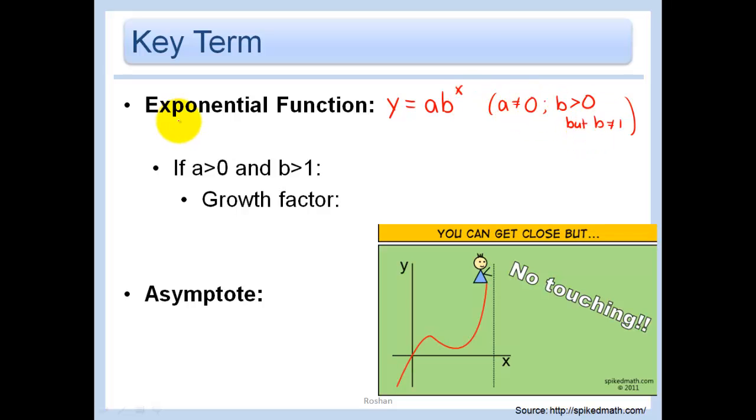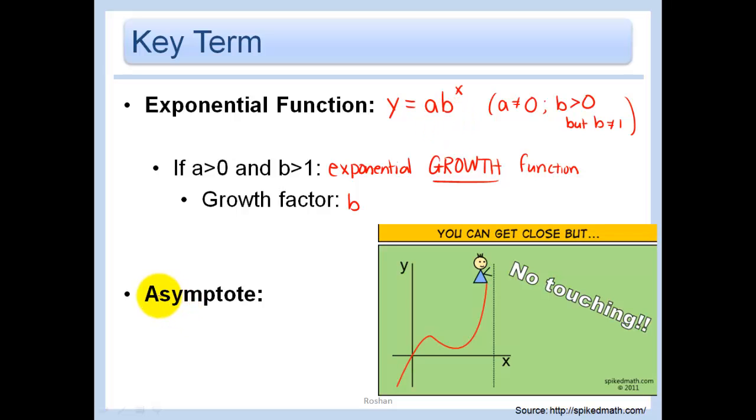But in general, an exponential function of the form y equals ab to the x, if a is positive and b is a number bigger than 1, meaning in this case b is not a fraction, because remember b has to be positive, then we have an exponential growth function. And the growth factor is just that b.